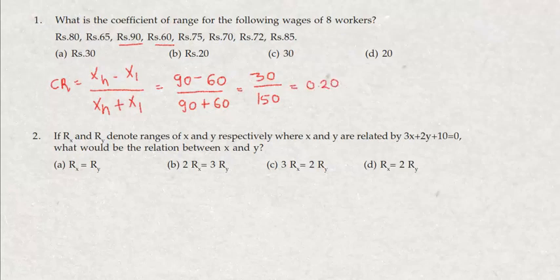Now we have to multiply it by 100 so that we can find our answer in percentage terms. So 0.20 into 100 is equal to 20. So our answer in this case is 20. You might be wondering, can't our answer be rupees 20 here?